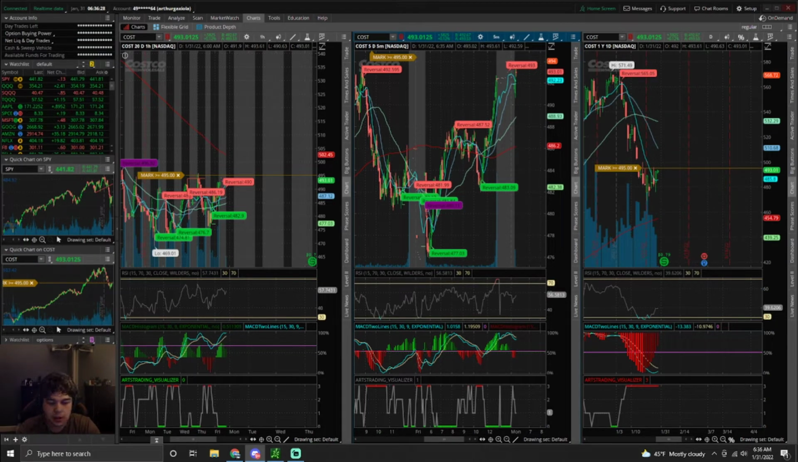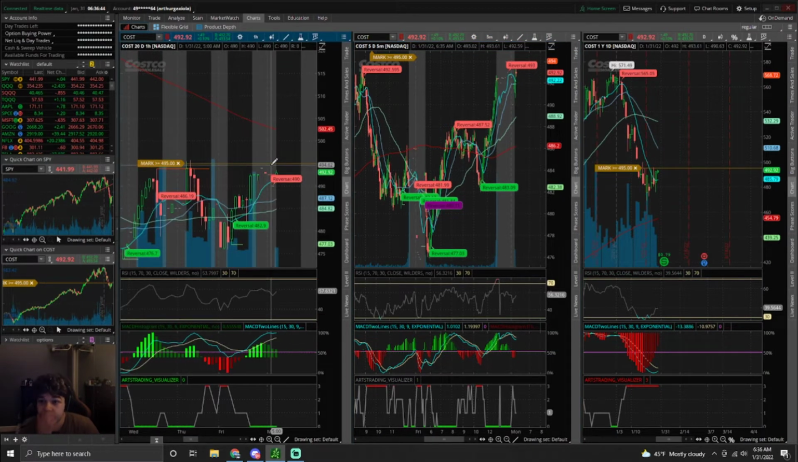So I am in Costco 492.5 call for the 11th of February. And I'm just going to wait for this candle to kind of pull back for a second to enter my order. Let me see. Enter that right here on the cell phone.